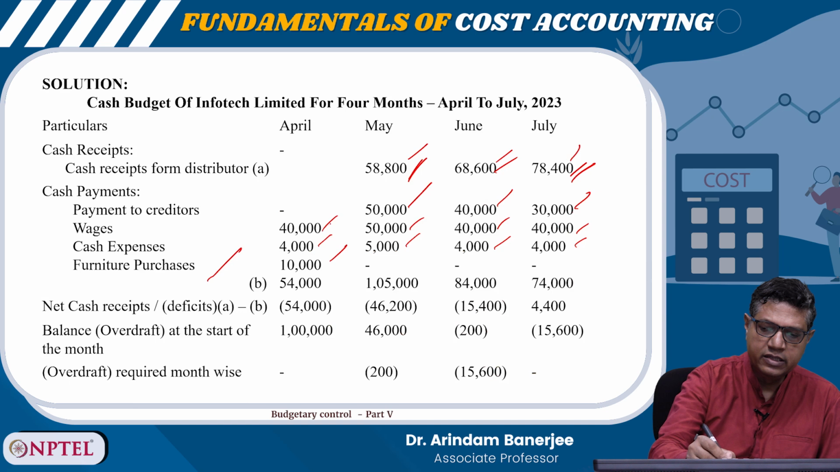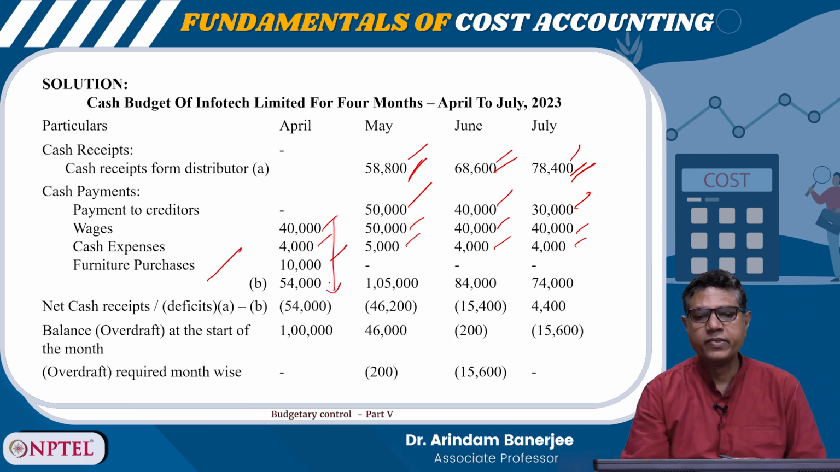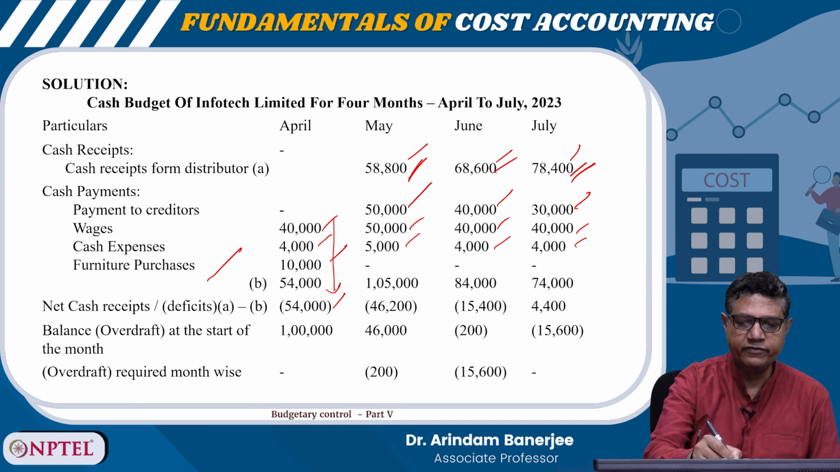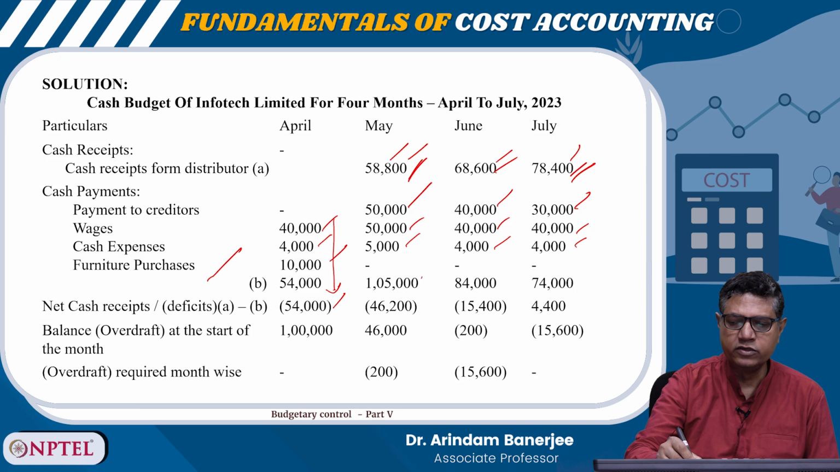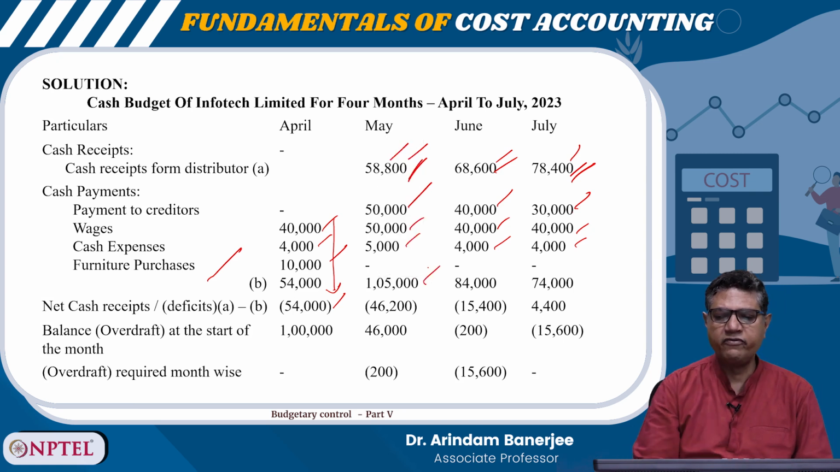Now, if you add all these cash payments and deduct them from the cash receipts, you should get the net cash receipt, right? So here it is 54,000. If you add, here it is 58,800 minus 105,000, 1 lakh minus 1 lakh 5,000.